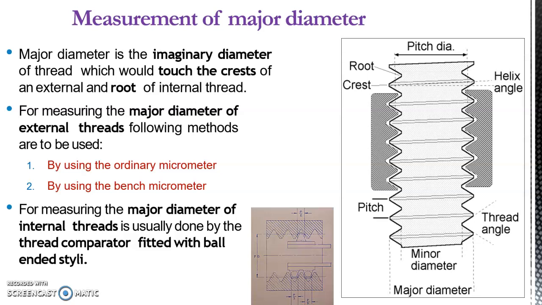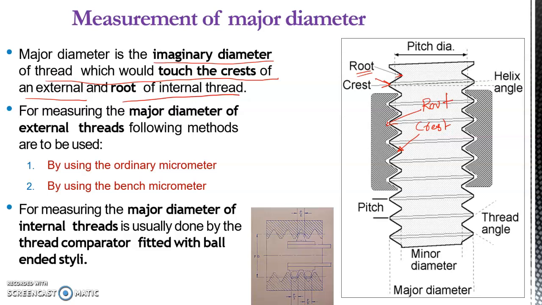The major diameter is defined as the imaginary diameter of thread which would touch the crest of an external and root of an internal thread. So the crest of the external thread is shown like this. This is the top portion, and the bottom end of the groove is the root portion for an external thread. While for an internal thread, this portion is the crest, and this portion is representing the root.